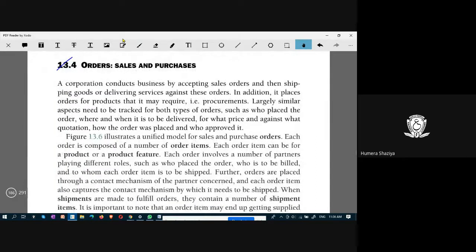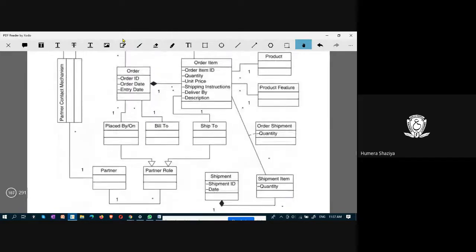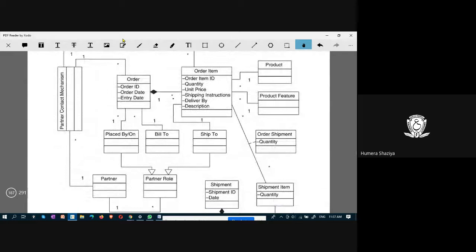Moving further, orders. Orders are important elements of an enterprise. Orders for sales and purchases. A corporation conducts business by accepting sales orders and then shipping goods or delivering services against these orders. And here also there is a figure. There is an order. Every order will have an order ID, the date, and entry date.